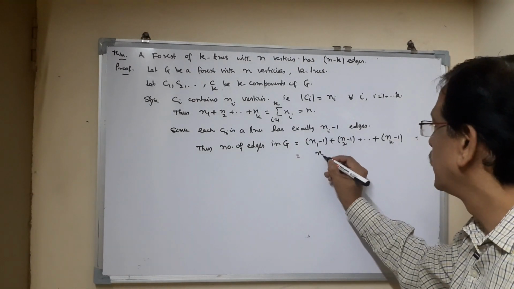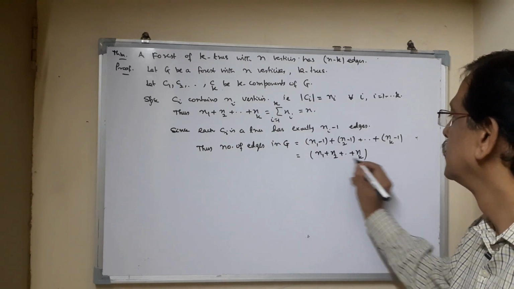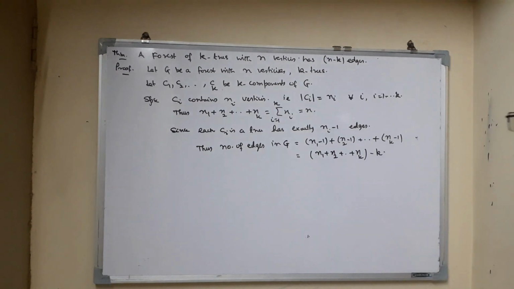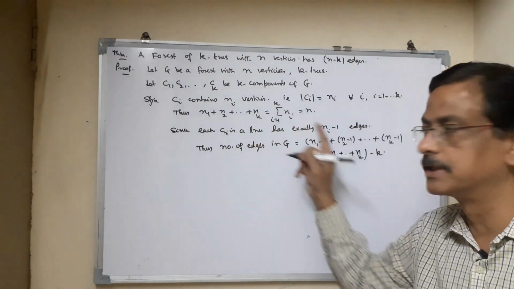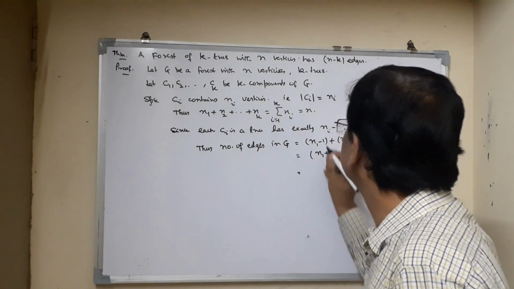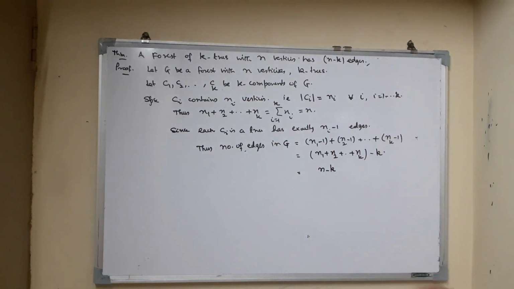That means N1 plus N2 plus Nk minus k, the 1, 1, 1, how many are there? There are k components, so it's k. So this is N. So the number of edges in the forest is N minus k edges.